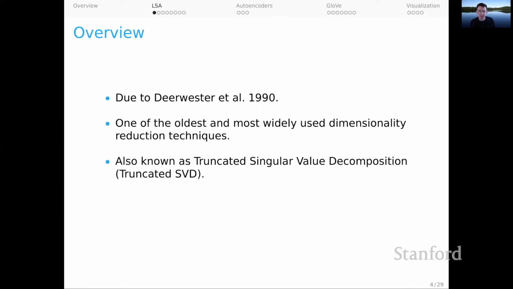The method is also known as truncated singular value decomposition, and I'll explain why that is in a second. The final thing I want to say at this high level is just that LSA remains a very powerful baseline, especially when part of a pipeline of other reweighting methods. So it should probably be in your results table, and it's often very difficult to beat.